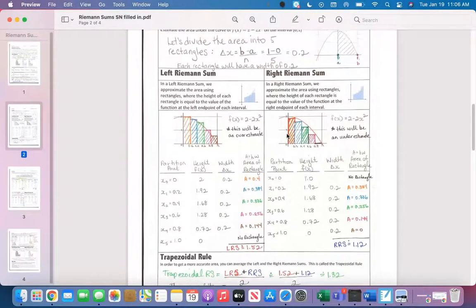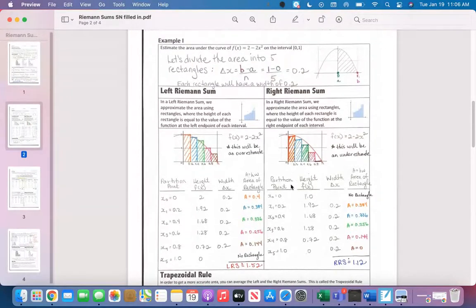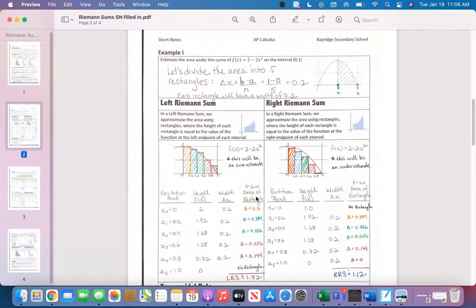And actually, after going through that example, I want to go back to the first page of the survival guide and just talk about the notation. You'll notice that each time I found the area of a rectangle, I used area equals length times width. To do that, I found my height by taking a partition point, subbing it into my function, coming up with a y value, and then multiplying it by my delta x, in this case 0.2. So the area of each rectangle was equal to f at the partition point x0, or x1, or x2, or x3, and so on, times my delta x.